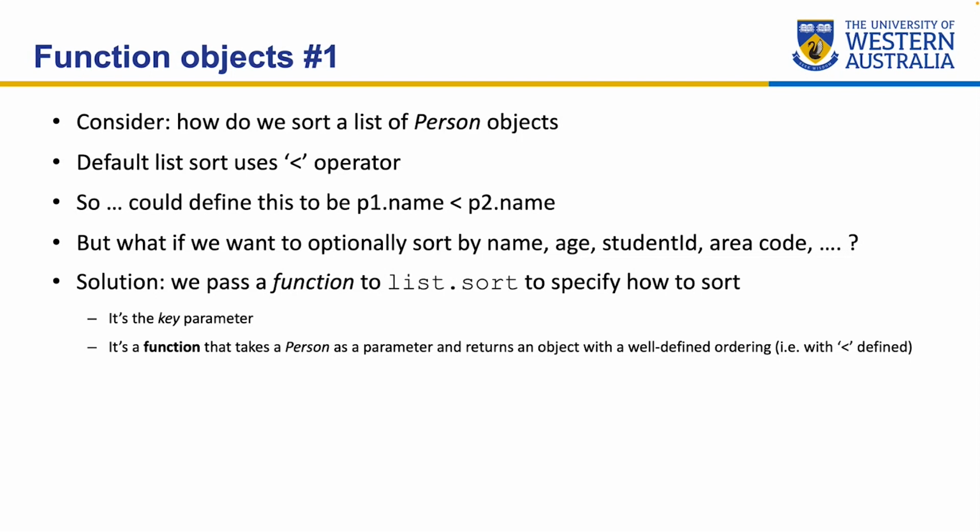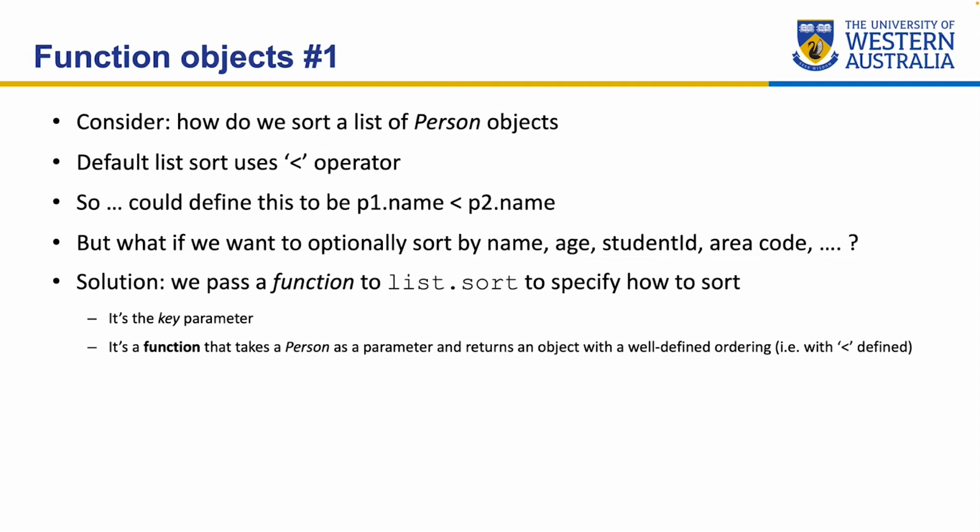When you think about sorting numbers or strings, the sort function will use the less than operator to sort things. For instance, we can try to sort the people by their names, p1.name is less than p2.name. But what if we want to optionally sort by name, age, student ID, area code, and so forth? Some people might be interested in sorting people by different attributes.